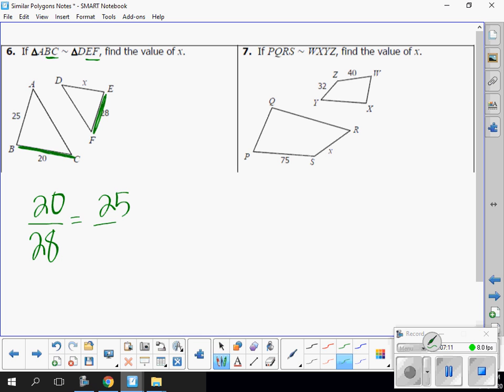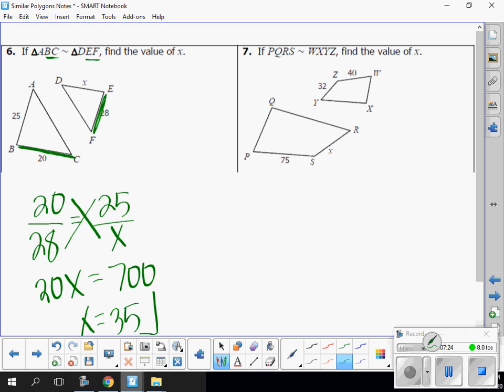So 25 over x. We are cross multiplying, and then we are dividing. So we will get x equals 35. And again, you can check that and make sure that those ratios stay the same. 20 over 28, what is that as a fraction? Then do 25 over 35. If those fractions are the same, then we're good to go. Go ahead and pause the video and try number 7 on your own.